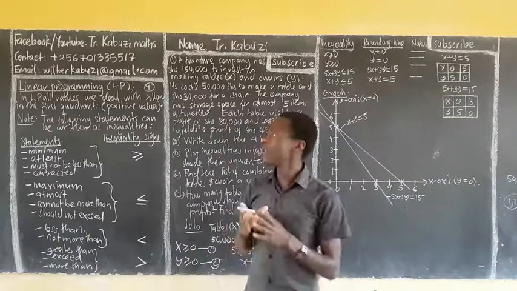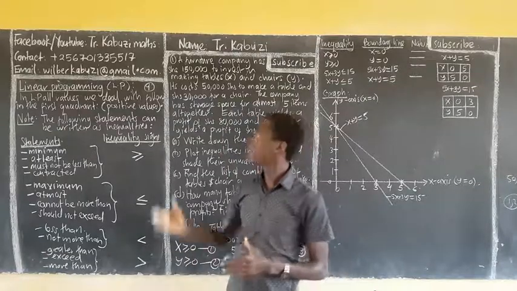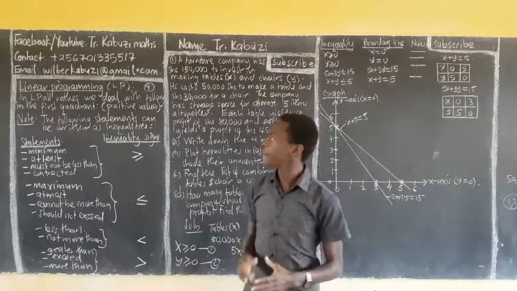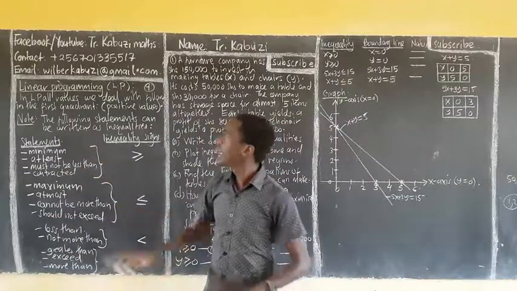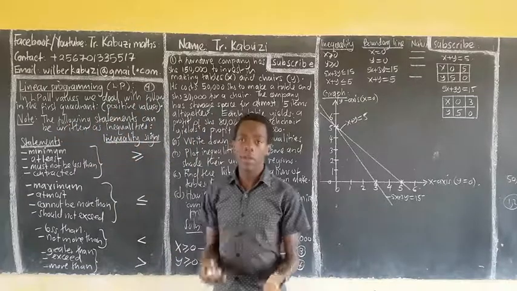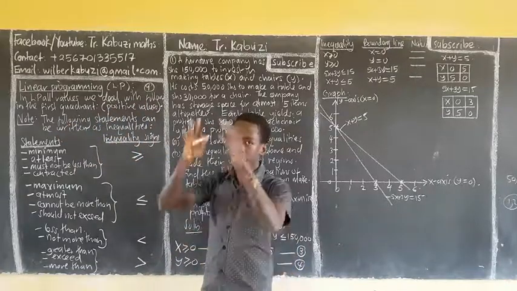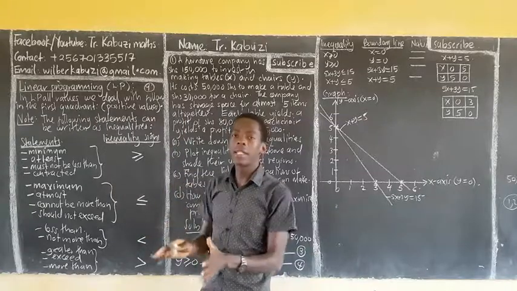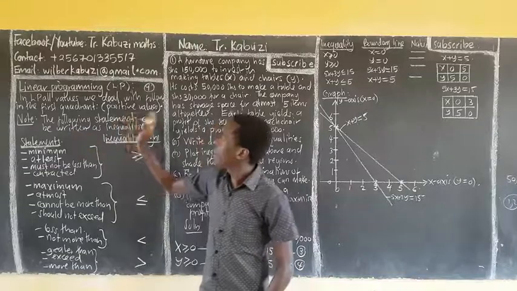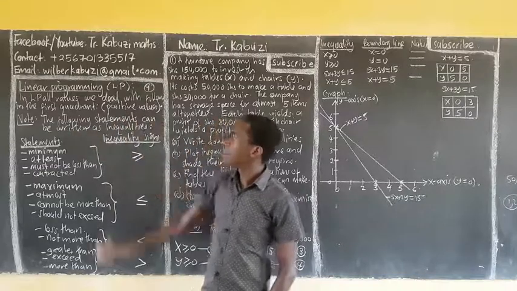Now we are going to see a new subtopic about inequalities. It's called linear programming. Some people call it LP. In LPs, the values we deal with are always in the first quadrant. They are always positive values. The following statements can be written as inequalities.